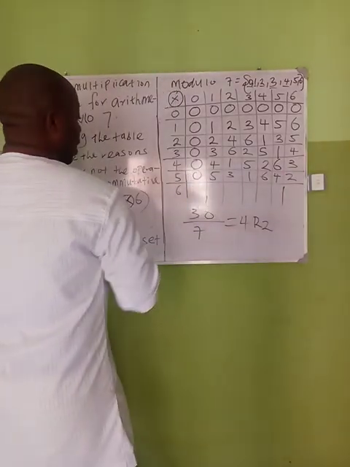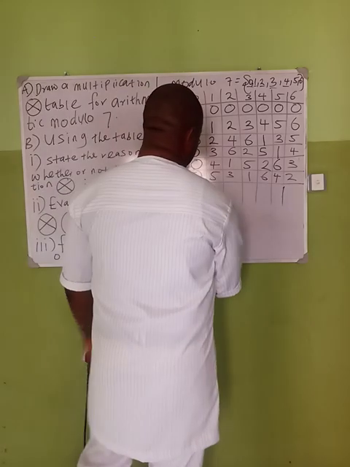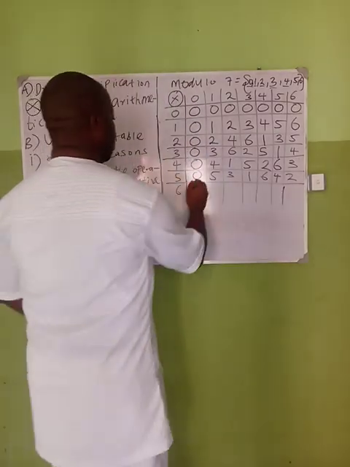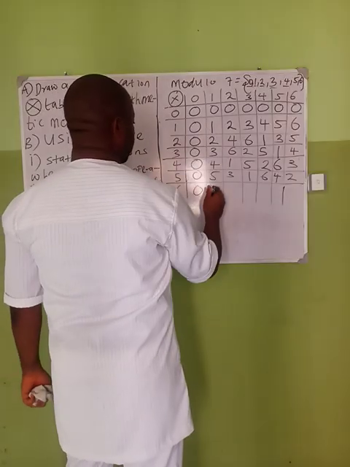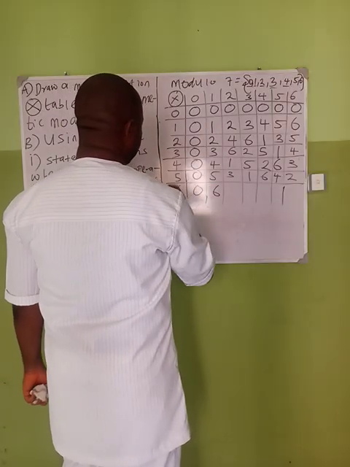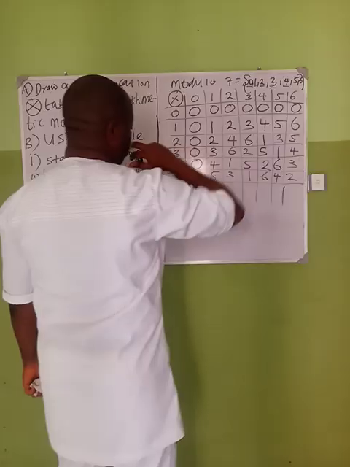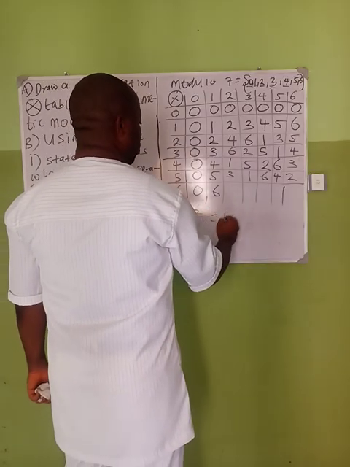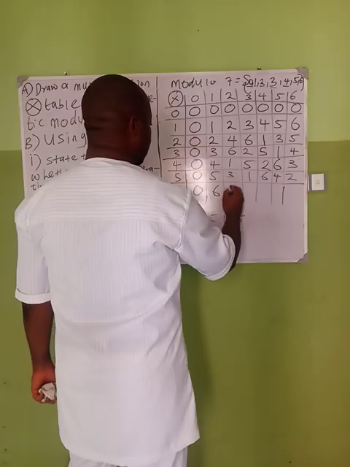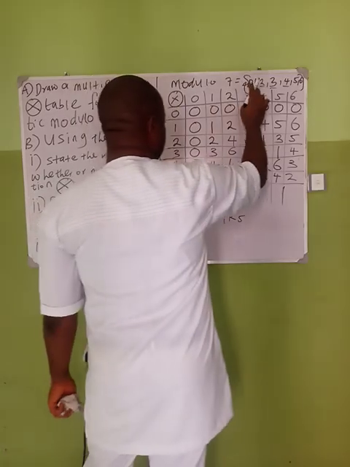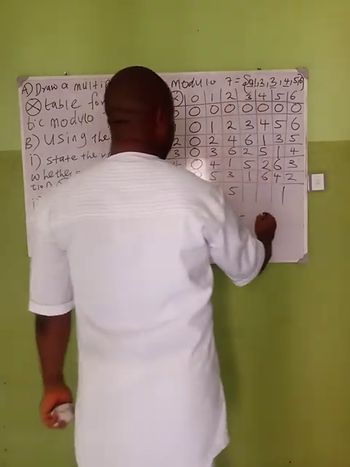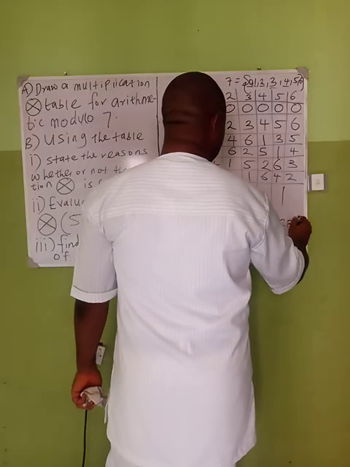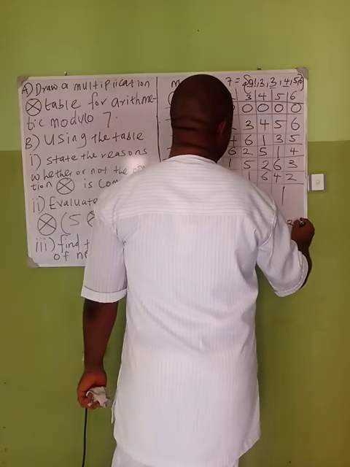Okay, so we are down to the last row now. 6 times 0, definitely 0. 6 times 1, 6. I'm writing them because they are less than 7. 6 times 2, that's 12. 12 divided by 7 is 1 remainder 5. So 5 comes here. 6 times 3 is 18. 18 divided by 7 is 2 remainder 5.